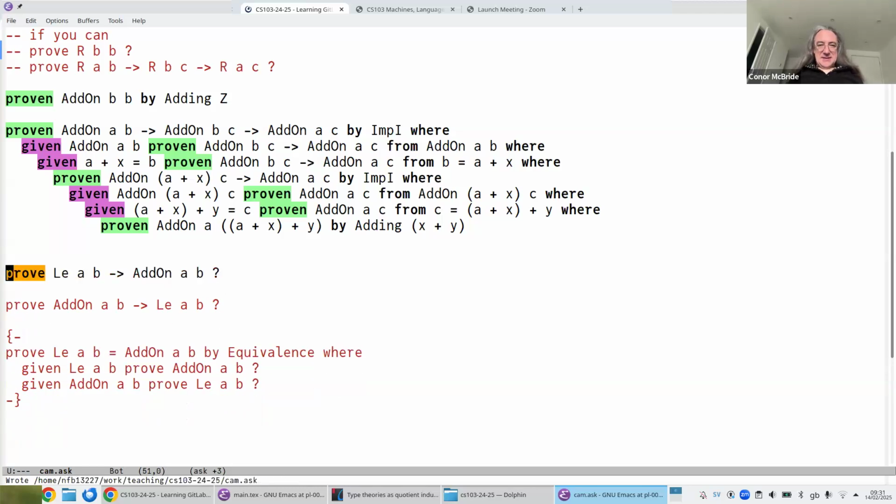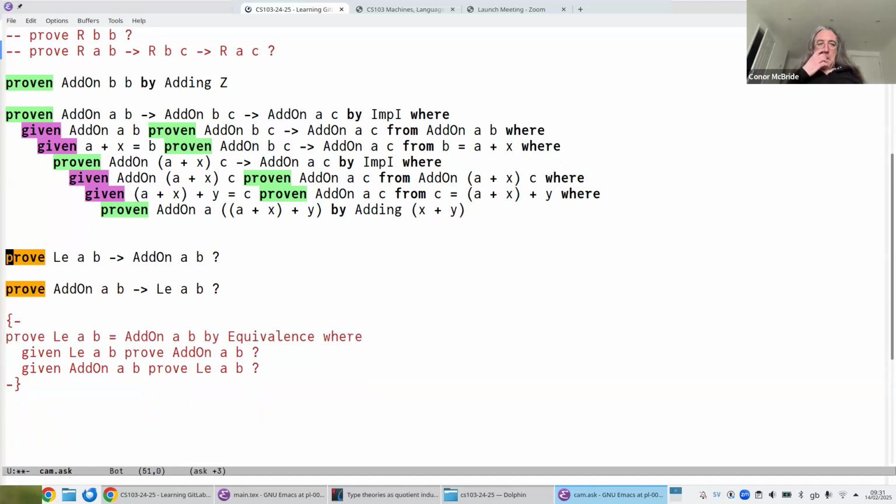Okay. So this is what I would like to do. I would like to show that if I know that A is less than or equal to B, then I get an add-on AB. And conversely, if I know an add-on AB, then I get the proof that A is less than or equal to B, right? So these are the same. Okay, so how do I do this? I would just recommend that you rename B to C.